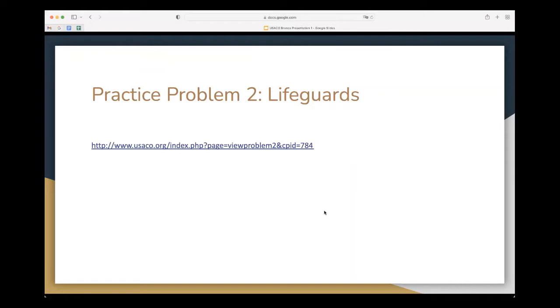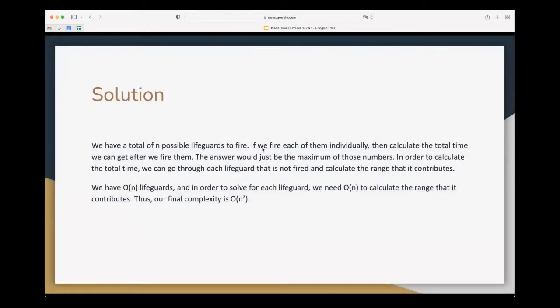So here's the solution that I wrote. Basically, you have n lifeguards to fire, and if you fire each of them individually, you calculate the total amount of time to fire that you get. There are many ways to calculate the total amount of time.